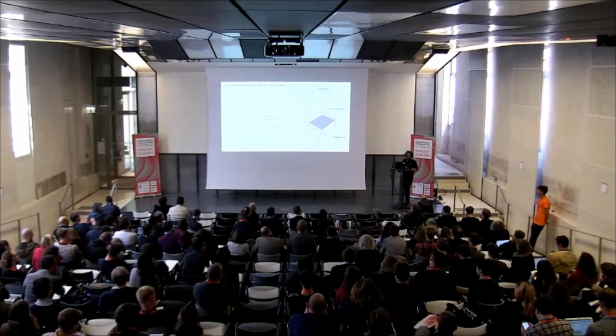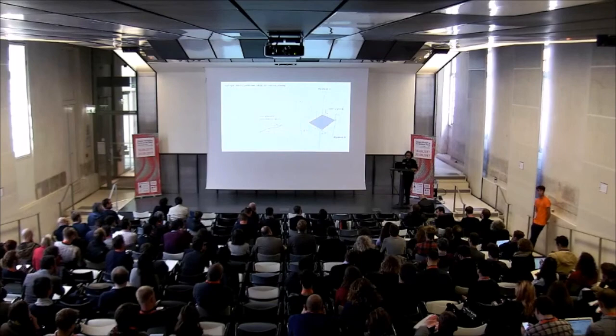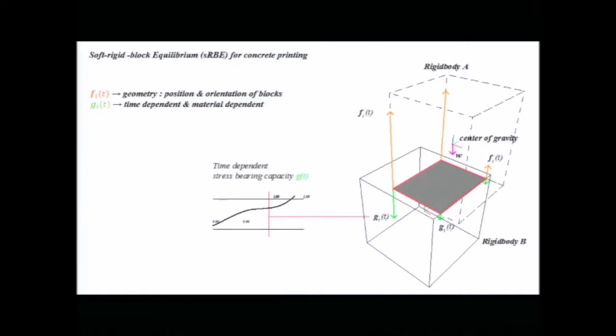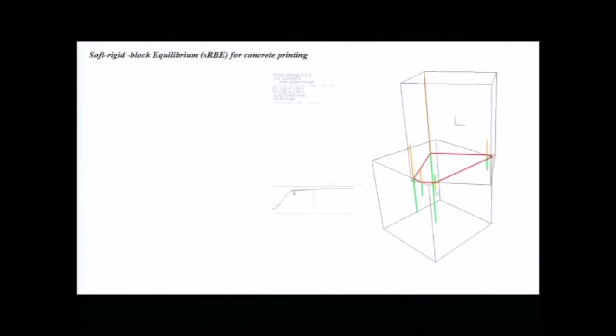Graphically, the orange lines here are the forces computed by the RBE, which will keep those blocks in equilibrium, and green is the ability of the material to afford or offer those reactions. It can be noted that the orange is a property of the geometry, the position and orientation of the blocks, and the green is a time-dependent property, as can be seen in this video. So the orange changes based on the relative position and orientation of the blocks in this two-block example, and the green, the ability of the material to offer those reactions, depends on the particular material characteristics, which can be derived from literature or assumed, and also on time.